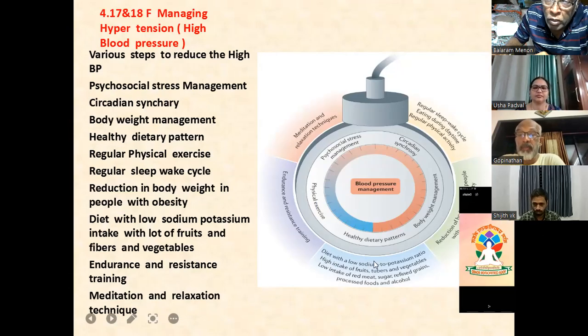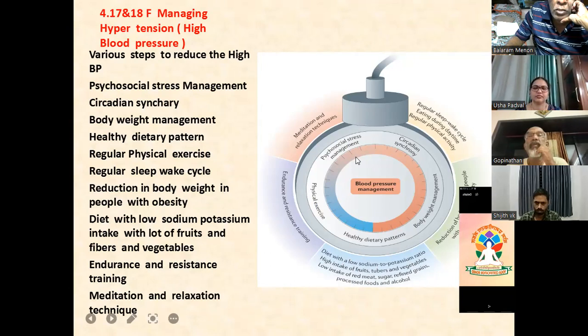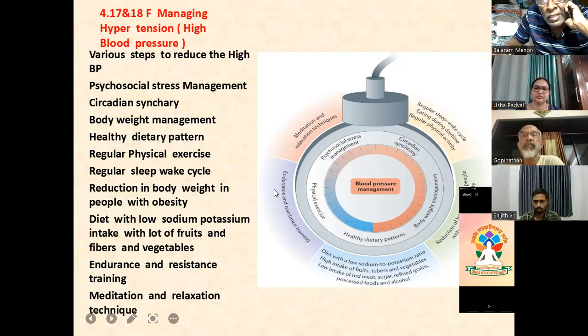Then a diet with a low sodium to potassium ratio, with high intake of fruits, tubers, and vegetables. So first and foremost, all this is to be done: physical exercise, healthy dietary pattern, body weight management, then endurance and resistance training. So all these factors have to be taken for controlling the blood pressure.